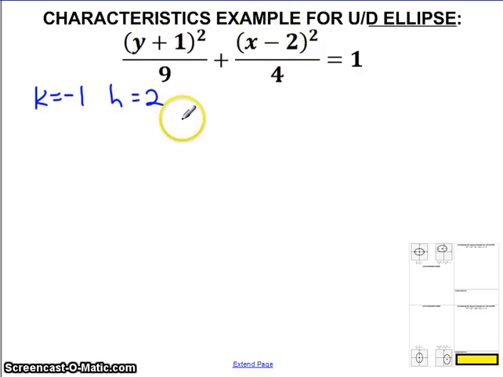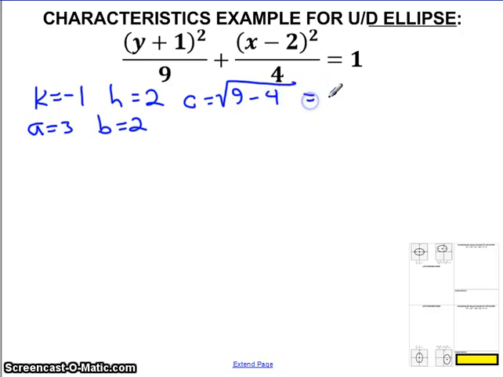How do I know that y goes with, or that a is actually equal to 9 and not to 4? It's because it's the bigger number. So just like in the left and right ellipse, I've got 9 is greater than 4, so I know that this is a. If y squared is with a, this is an up-down ellipse. Okay, so my a is going to be, a squared is 9, so a is going to be 3. b squared is 4, so b is equal to 2. And then I have this c number, which is the square root of a squared minus b squared, square root of 5. So this is the same that I had in the other ellipse.